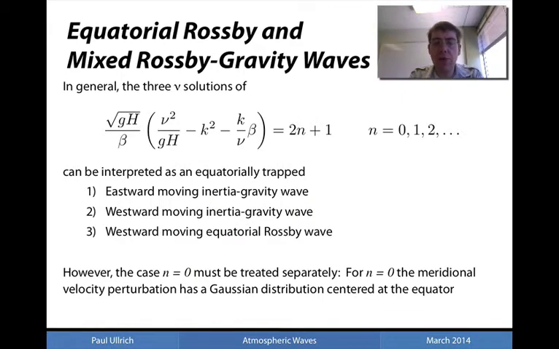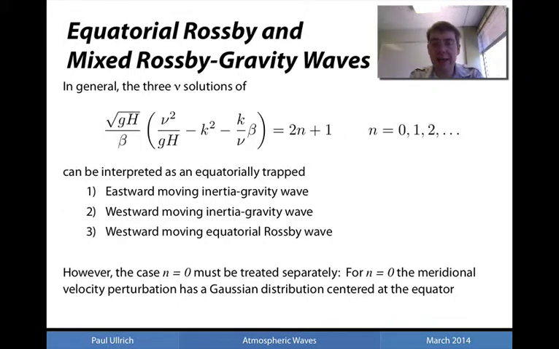So in general, there are 3 solutions for the frequency for this algebraic system. These can be interpreted as 3 types of waves, namely an equatorial trapped eastward moving inertia gravity wave, a westward moving inertia gravity wave, and a westward moving equatorial Rossby wave. Note that it's characteristic of Rossby waves in general that they are westward propagating with respect to the mean flow, and so there are no eastward propagating Rossby waves that arise from this solution.